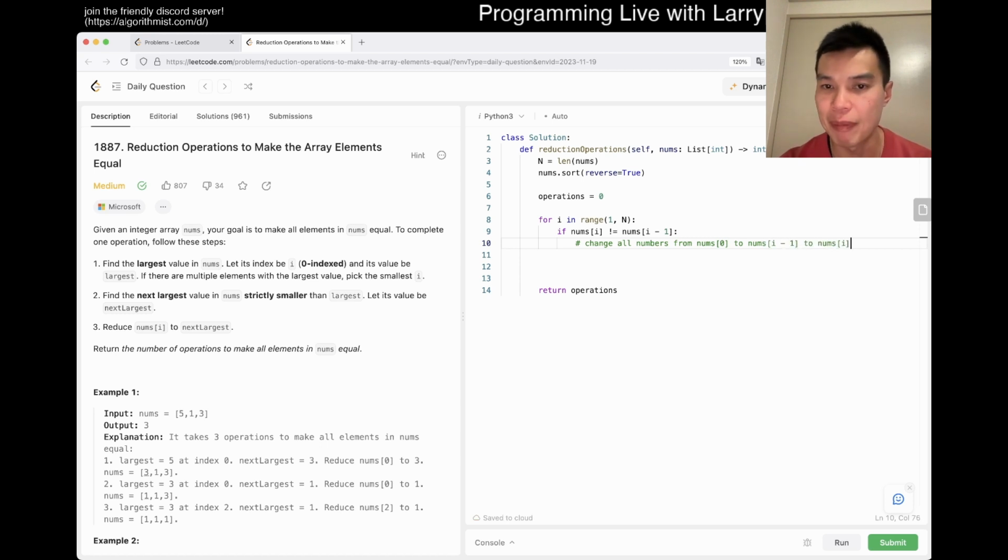And of course, how many operations does that take? That takes exactly I operations. Is it I or I plus 1? No, it's I operations. From 0 to I minus 1 inclusive, they're I numbers. And that's pretty much it.